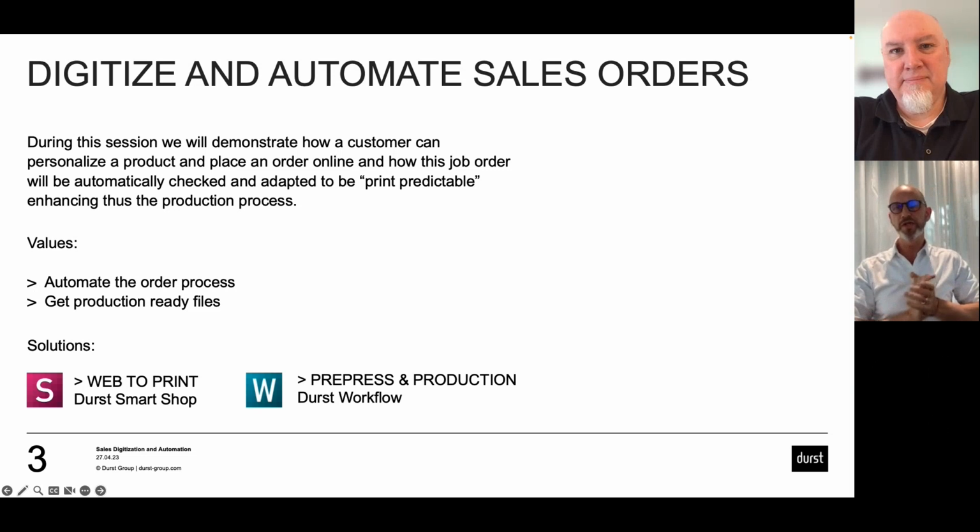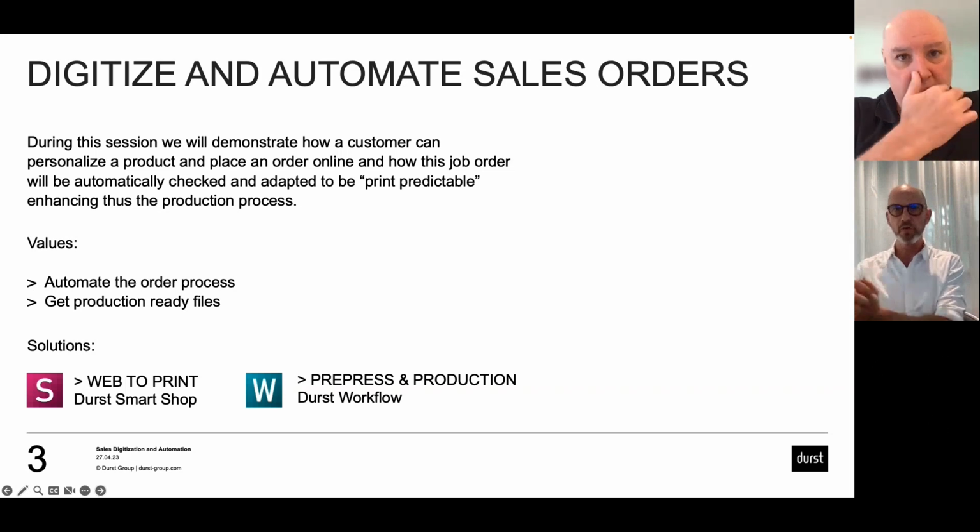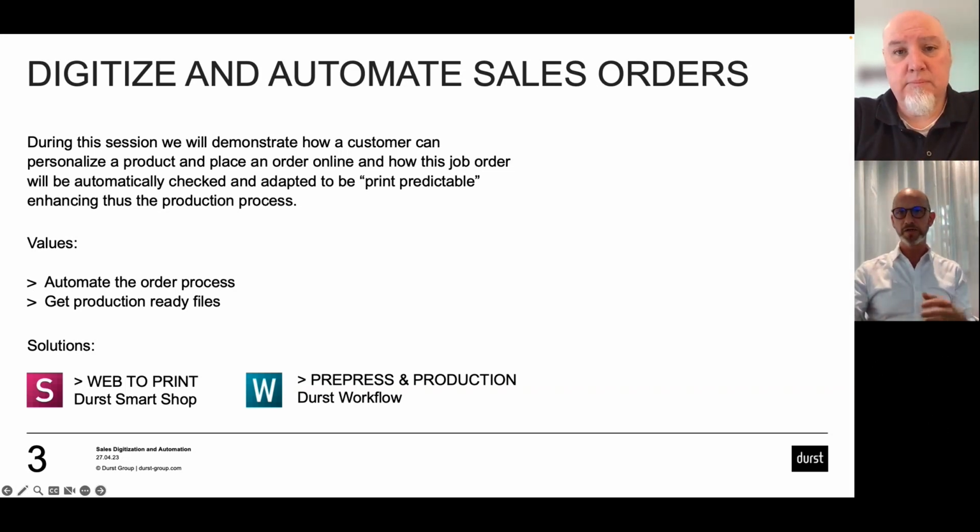Today we will be demonstrating how to digitize and automate the sales process using, on one side, Durst's SmartShop, and on the other side, Durst Workflow Plus. We will begin with our e-commerce platform, SmartShop, and demonstrate how a customer can create a fully personalized product utilizing their own photos or stock images or patterns, as well as adding text elements. The customer will then complete the order process with inline proofing, shipping, and payment.